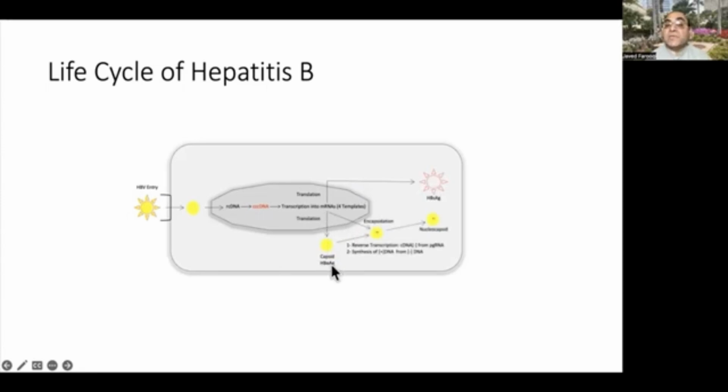the capsid HBe antigen, and then there is encapsidation of this capsid protein. And what is this? There are two reactions. One is the reverse transcription, that is the cDNA minus strand from the pre-genomic RNA, and then there is synthesis of the positive DNA from the negative DNA. Then after this encapsidation, the nucleocapsid is formed, and then these are released outside, and the surface antigen covers the nucleocapsid, and a mature hepatitis B virion is formed.